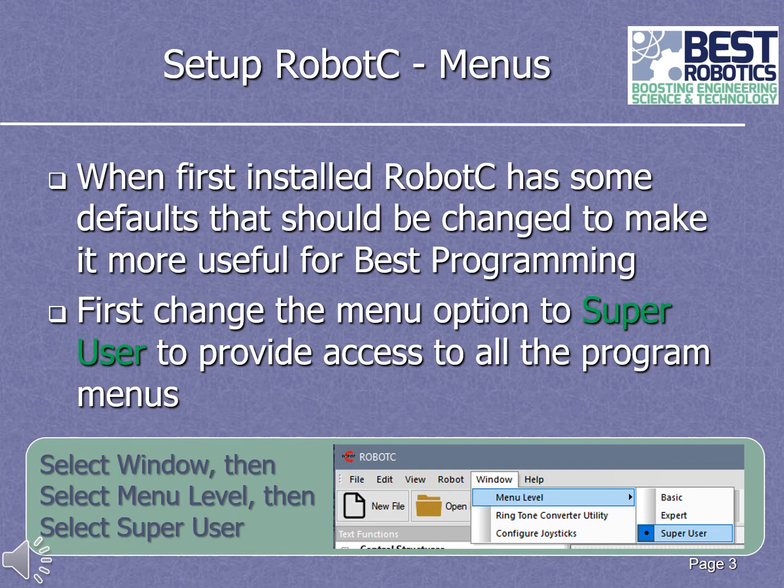After you've installed RobotC, one of the first things you might want to do is change a few defaults. I like to change the menu selection to Super User to give me every possible menu option to set up and configure the robot.